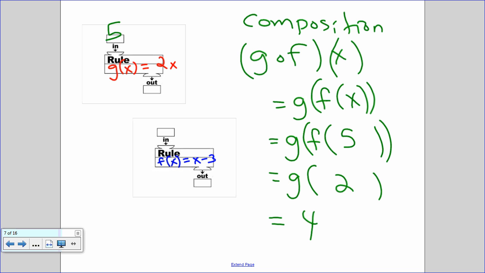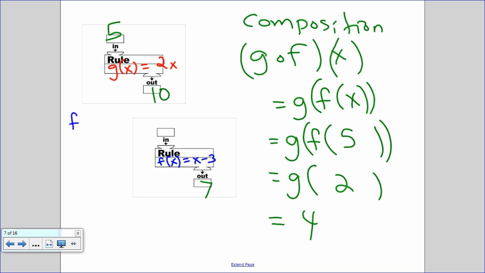So if 5 goes into the top, notice now the g is the first rule we use, so the output would be 10. And then the 10 goes into the f rule, and then we get 7. So notice by switching the order of the functions, we get a different value. So let's compare that notation to the one we had. So the notation for this setup would be the following.